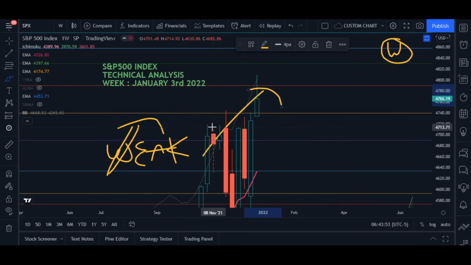Now the movement of the market, how it is going to behave, how it is going to react, to what level it will come down and to what level it will then further move up, and then the support and resistances. We will cover everything on the daily chart. So now let's move on to the daily chart.